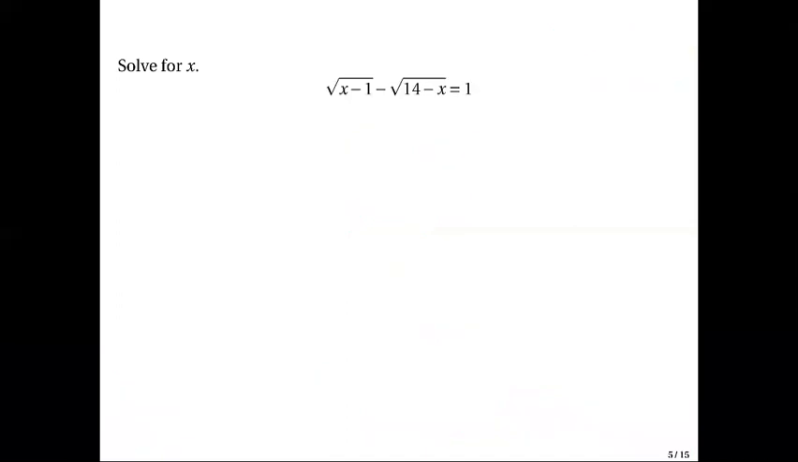Next, solve for x. We have square root of x minus 1 minus square root of 14 minus x equals 1. For this, my suggested step was to isolate one of the radicals on one side of the equation and put everything else on the other side. Then you do the squaring, etc. Okay?